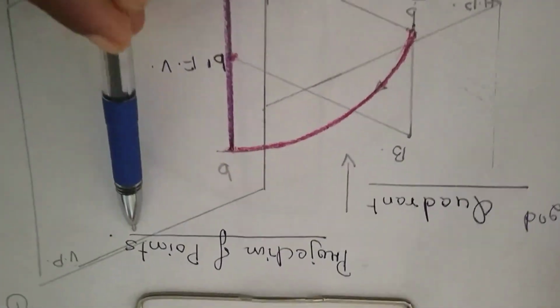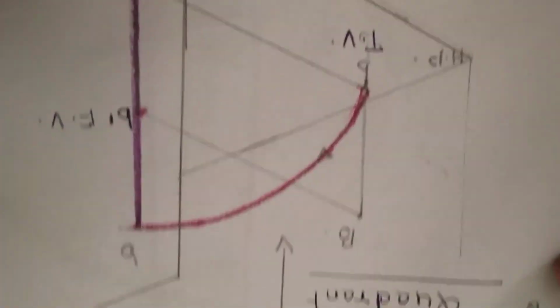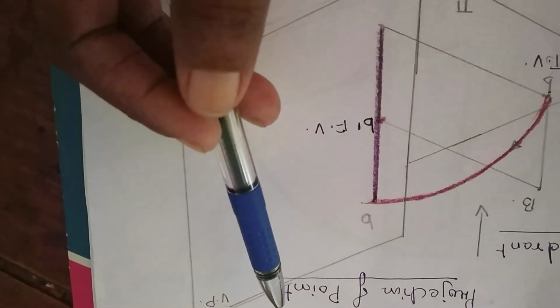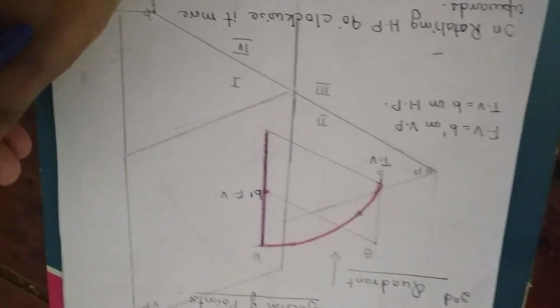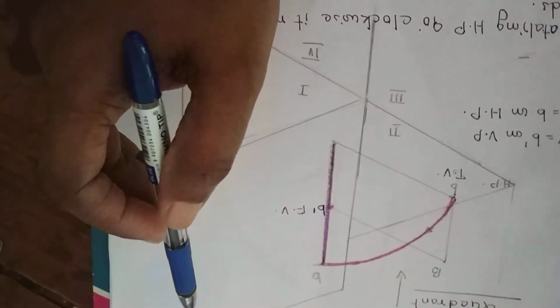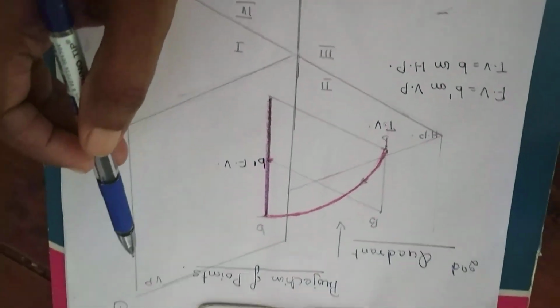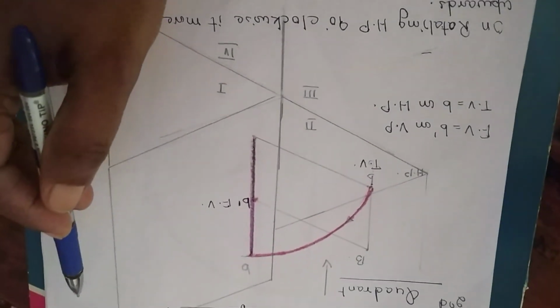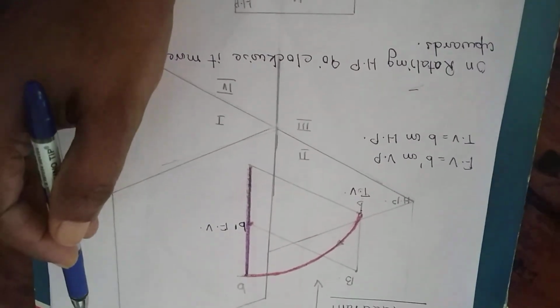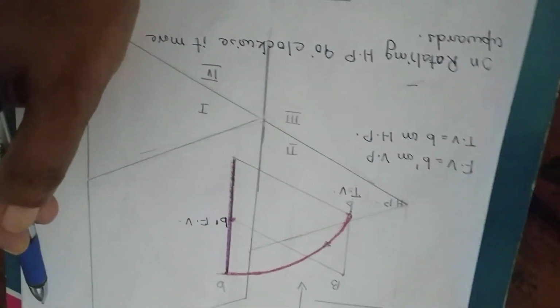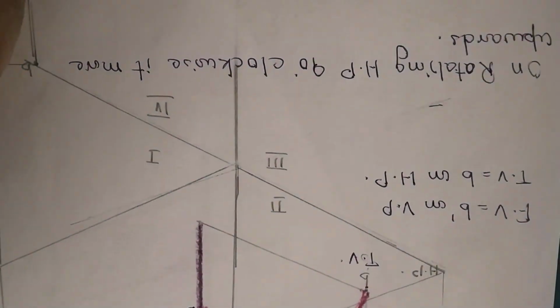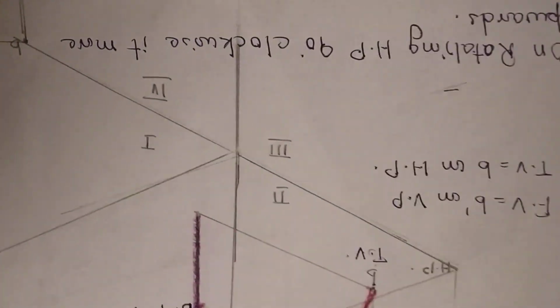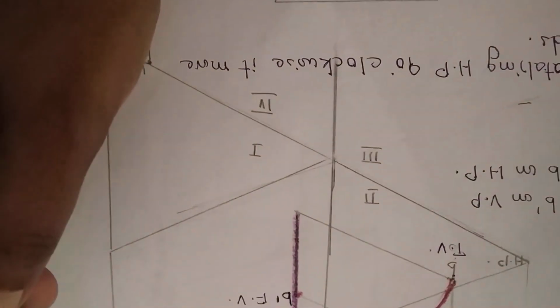Projection of points. In last class, I explained projections of points in the first quadrant. I explained how the points will be there in your first, second, third and fourth quadrants. Once again, all points in the first quadrant will be represented as above HP, in front of VP. Second quadrant will be represented as above HP, behind VP. Third quadrant will be represented as below HP, behind VP. Fourth quadrant will be represented as below HP, in front of VP.